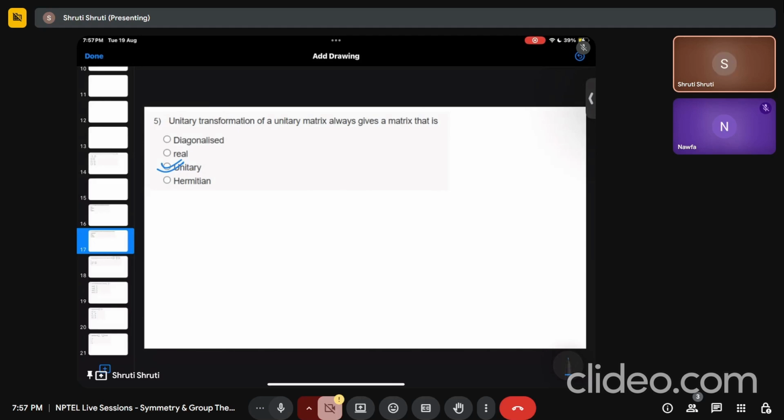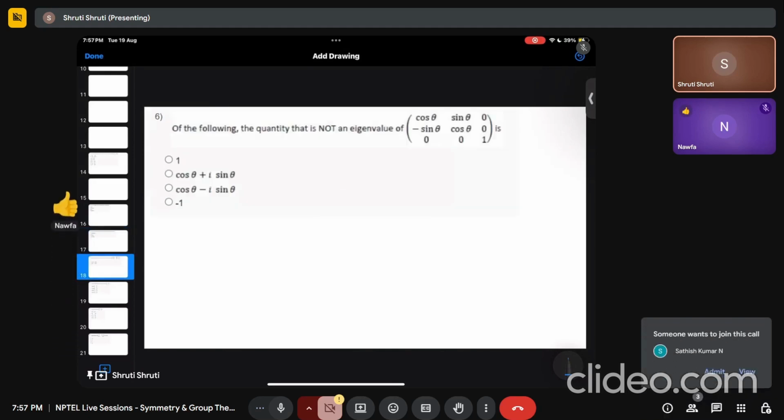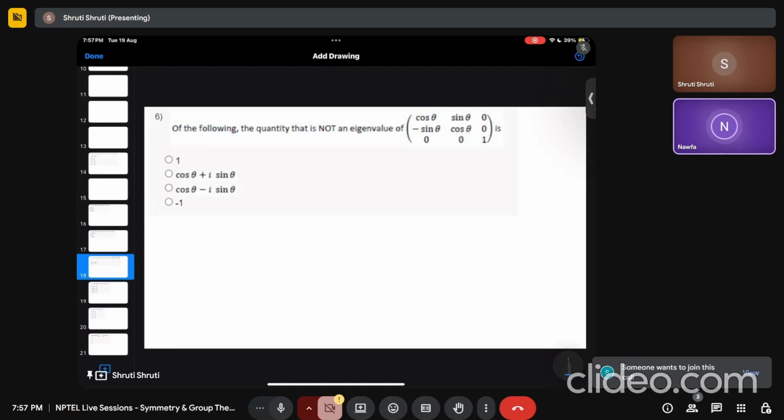Okay, then, of the following, the quantity that is not an eigenvalue of this. You know how to calculate eigenvalues? Ma'am, I know, but I have to revise. So for this question, what I did was the sum of eigenvalues is equal to the trace. So with that, I calculated.